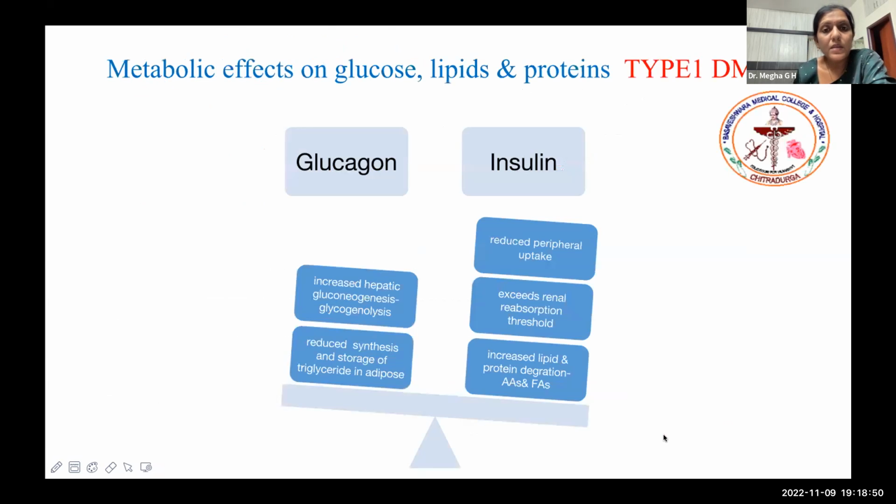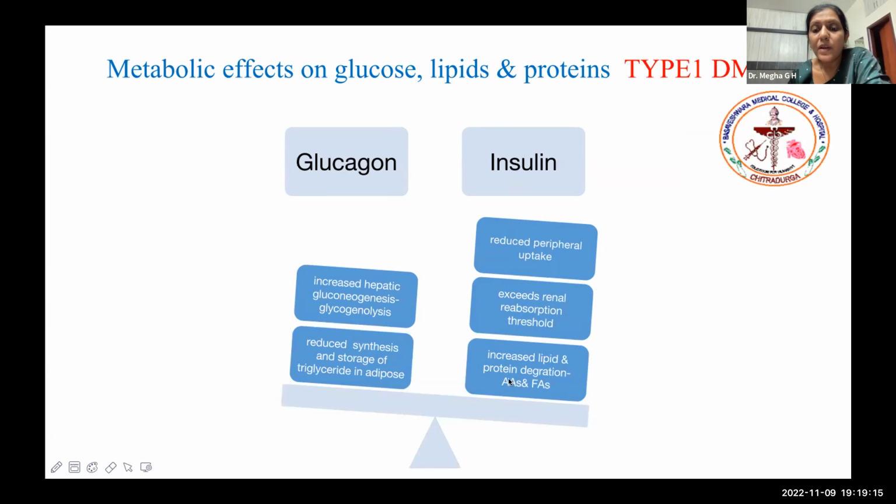Coming to the metabolic effects in this condition on glucose, lipids, and proteins. In type 1 diabetes, there is decreased insulin secretion, hence there is reduced peripheral uptake, and plasma levels of glucose are raised, which could exceed the renal reabsorption threshold, causing glycosuria, which is osmotic in nature, leading on to polyuria, with patients presenting with polydipsia.